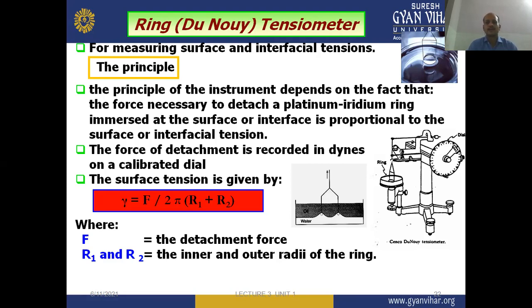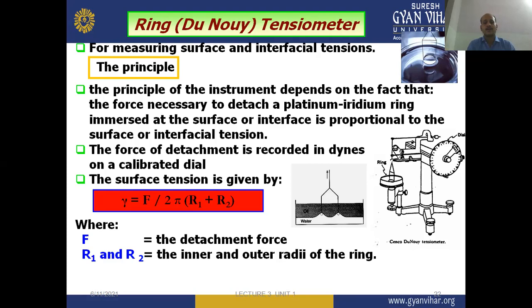You can see here the ring tensiometer method. The apparatus of the Du Noüy ring tensiometer is given in this slide. There is a calibrated dial here, on which we can note down the reading. There is a platinum iridium ring also given here. We first take the sample, put the ring in it, and then determine the force required to separate out this platinum iridium ring immersed at the surface or interface, which will be directly proportional to the superficial or interfacial tension.